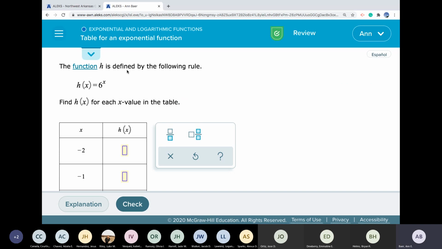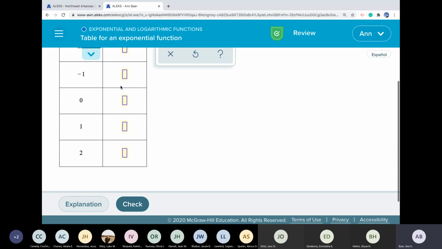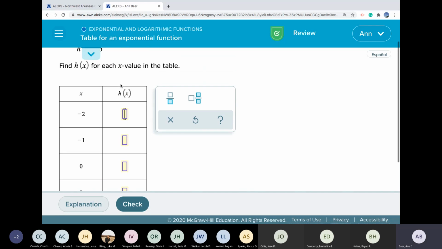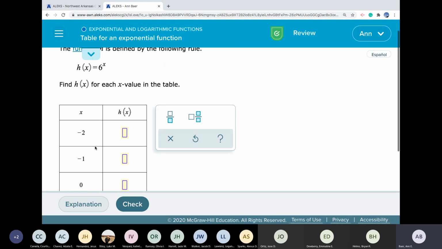So we have a basic exponential function here, which is h of x equals 6 raised to the variable x. That's as basic as you can get for an exponential function. You've got to have a base, and our base is 6. That's the bottom of the exponent. And then the minimum that you can have in the exponent is an x. So we want to fill this out. We want to fill out this t-table here.